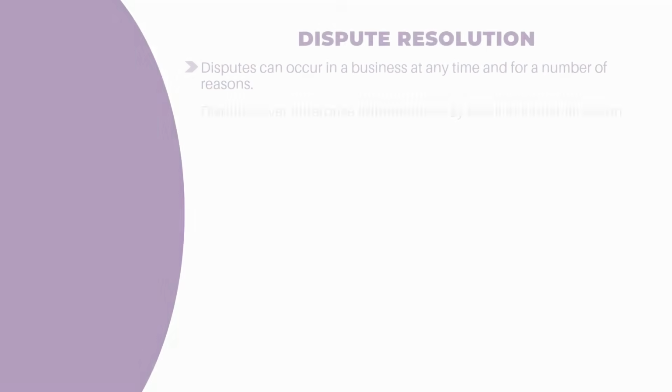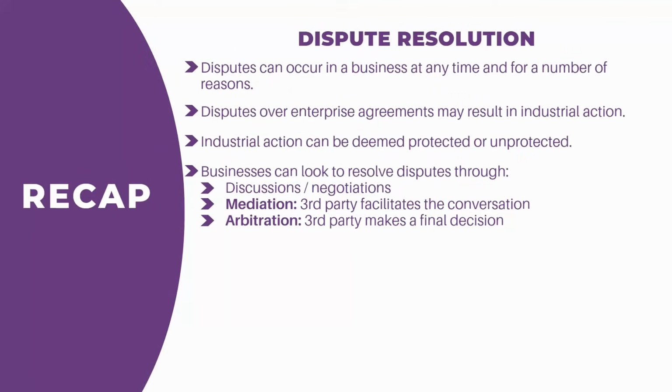So, just to recap, disputes can occur in a business at any time and for a whole range of different reasons. And those that are over enterprise agreements can sometimes result in industrial action. And remember that industrial action, if it's approved by the Fair Work Commission, is deemed protected action. And if it's not approved by the Fair Work Commission, then it would be deemed unprotected industrial action and therefore unlawful. And to resolve disputes, businesses can firstly look to discuss or negotiate. However, if this does not resolve the dispute, then they can look to mediation, which is where the third party comes in to help facilitate the conversation between the two disputing parties. Or they could go further and use arbitration, where an independent third party actually makes a decision on the outcome.